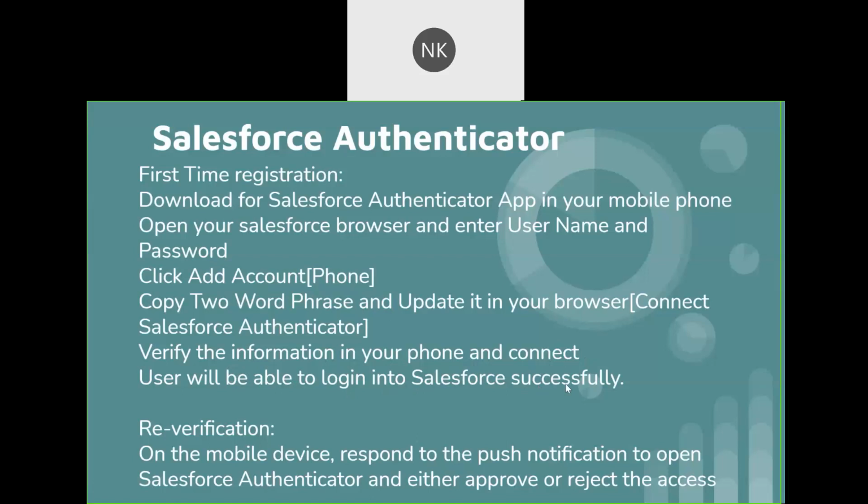Now once you have registered, you will always have to log in to your Salesforce, right? Then the process is called re-verification. On your mobile device, you have to respond to the push notification: open your Salesforce Authenticator app, and using the push notification you can either approve the access or reject the access. That happens whenever you try to log in to your Salesforce for the second time. So that is the re-verification process that you have to do.